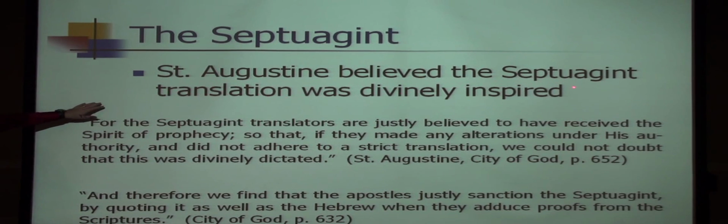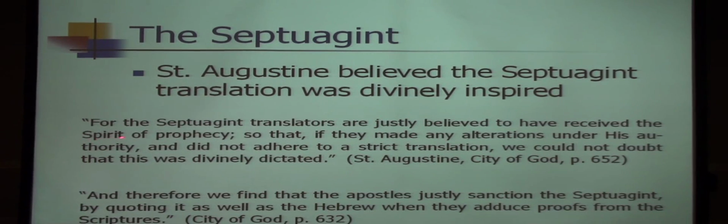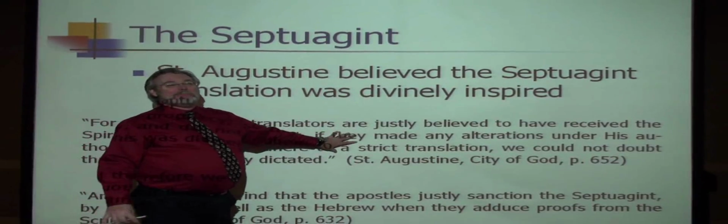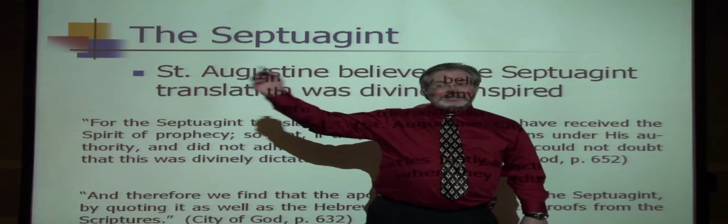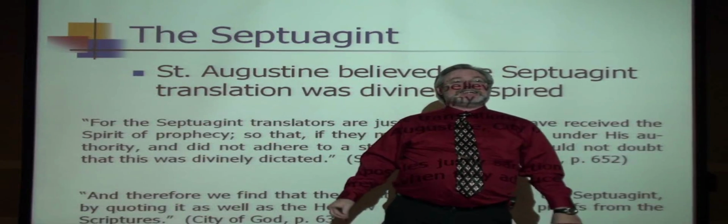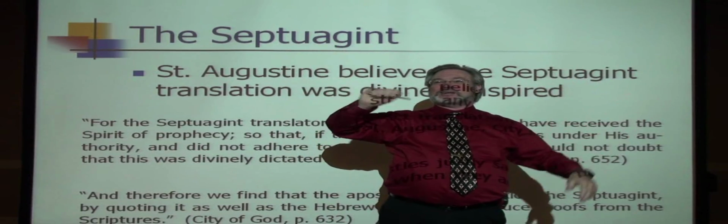He believed the Septuagint translation was divinely inspired. He said, for the Septuagint translators are justly believed to have received the spirit of prophecy, so that if they made any alterations under his authority and did not adhere to a strict translation, we could not doubt that this was divinely dictated. So Augustine didn't know about the Dead Sea Scrolls and the separate sources. Augustine knew there were differences in the Septuagint from the Masoretic text. So how did he explain it? Well, translators must have been divinely inspired when they made the changes. I think that's kind of cool.